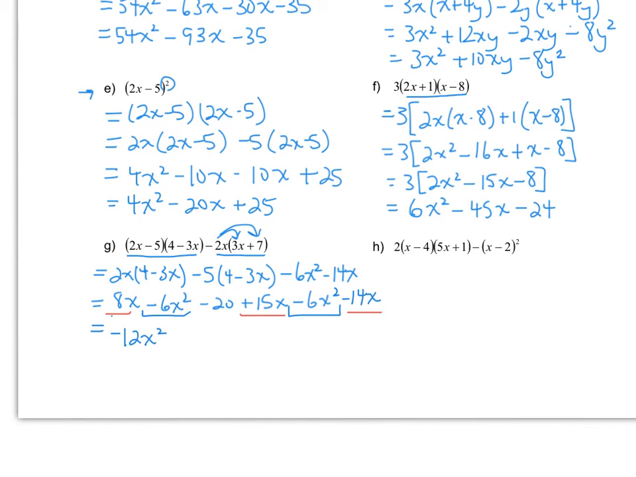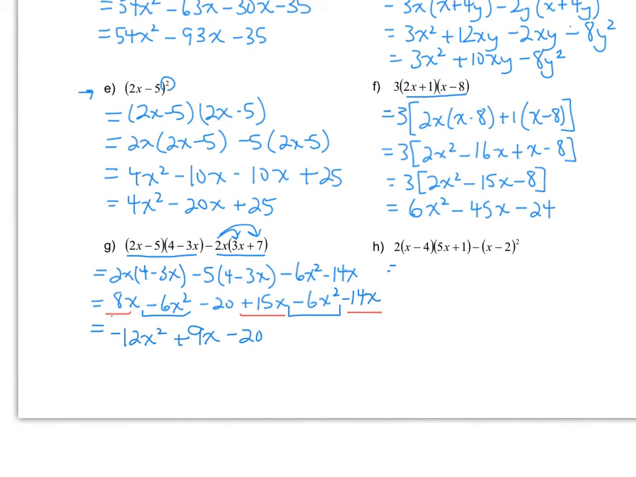Minus 14x. Ooh, I'm going to do that differently. I'm going to do 15x minus 14x. That's going to give me 1x. 1x plus 8x would be 9x. I just have to make sure the signs go with it. And then I have my one constant term of minus 20. So that's a quadratic. It's a degree 2.